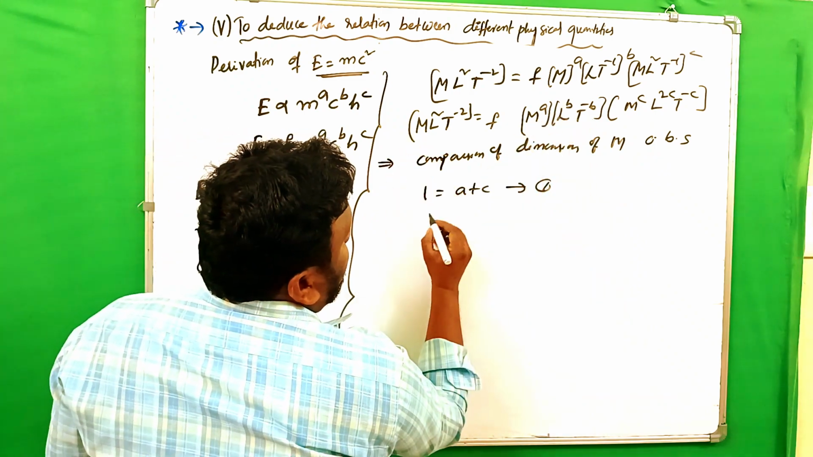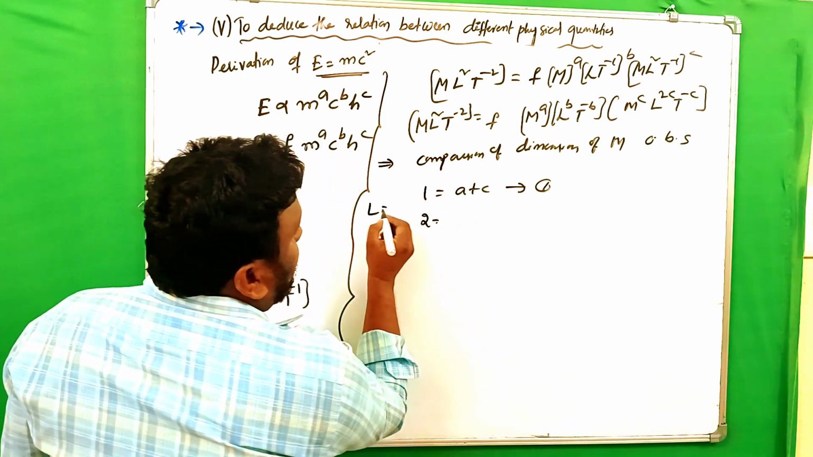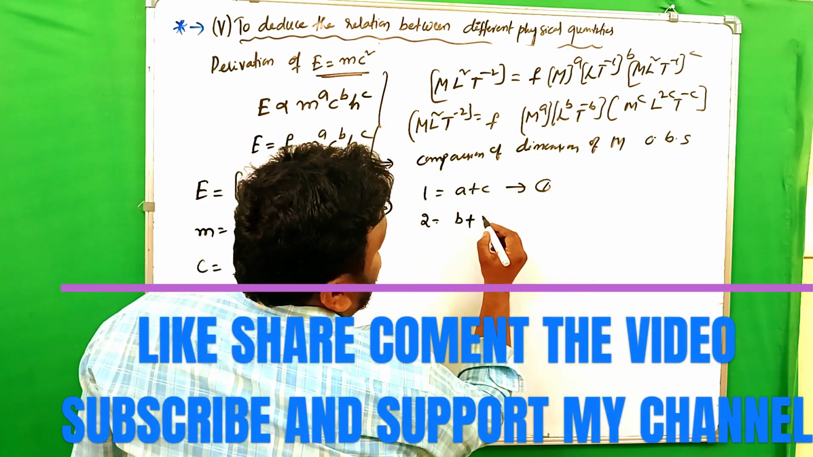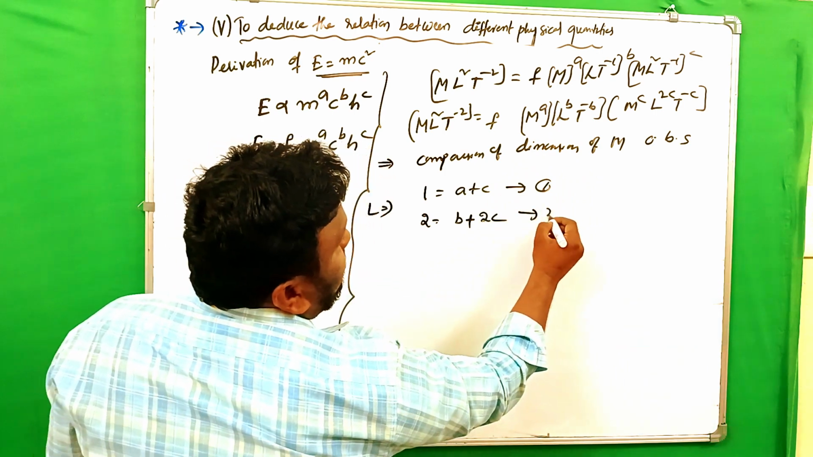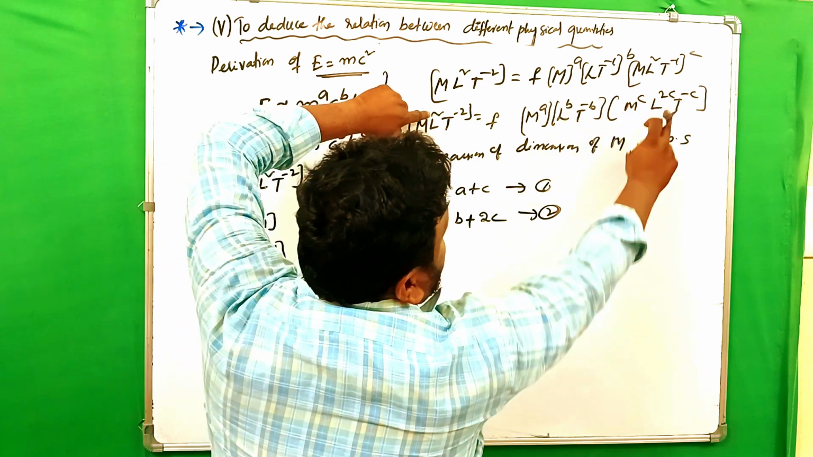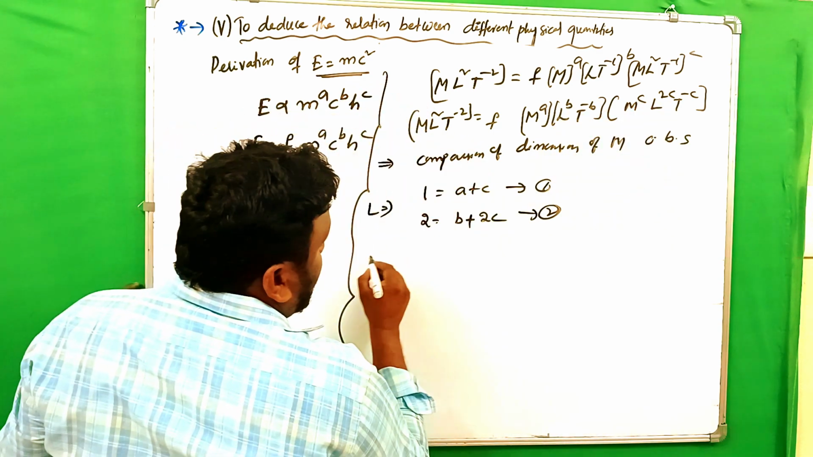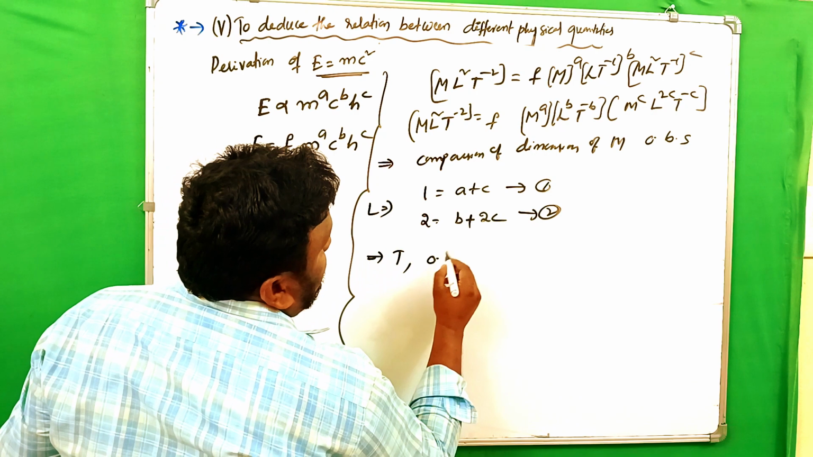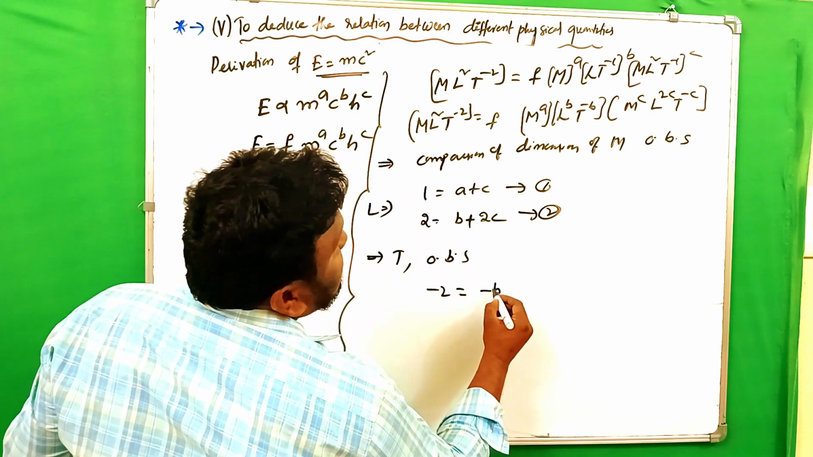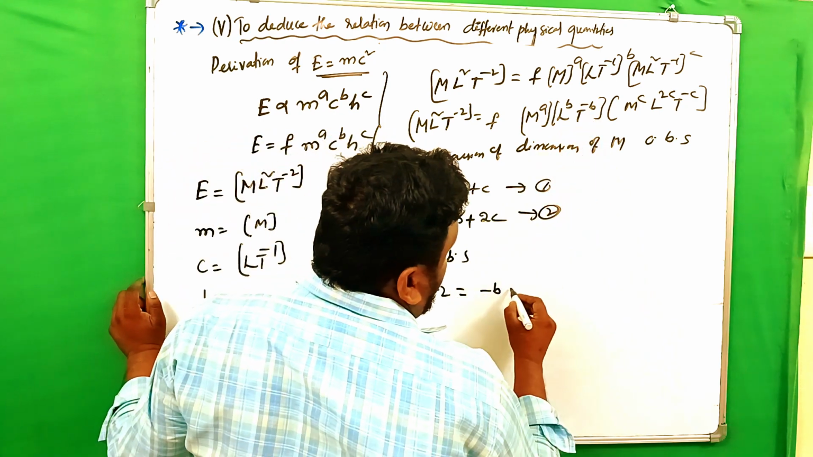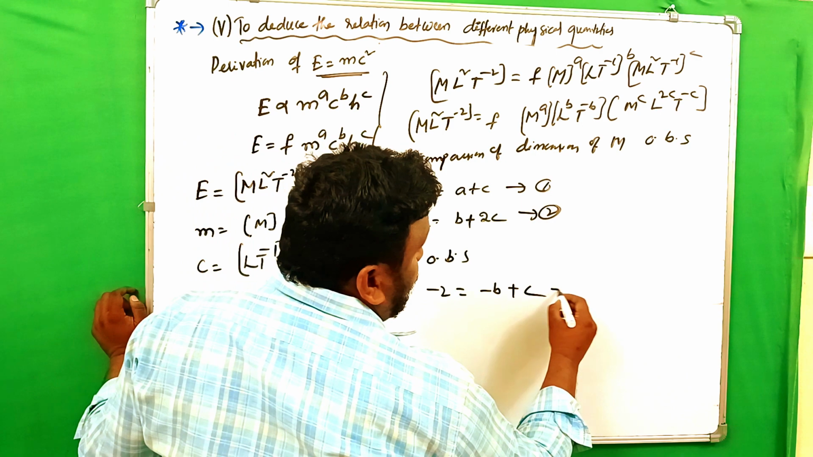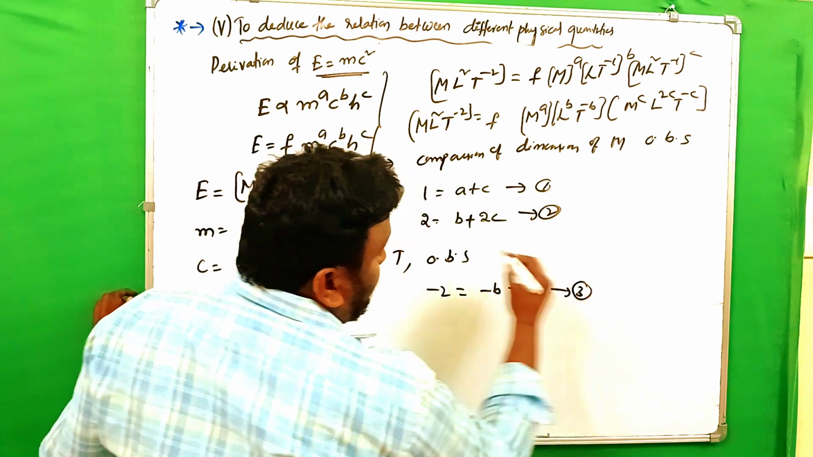And next, comparison of L. 2 is equal to b plus 2c. Equation number 2. 2 is equal to b plus 2c. And now comparison of T on both sides. Then what is it? Minus 2 is equal to minus b plus c. This is equation number 3.